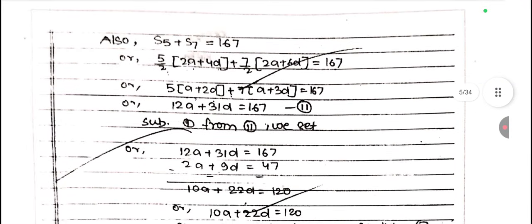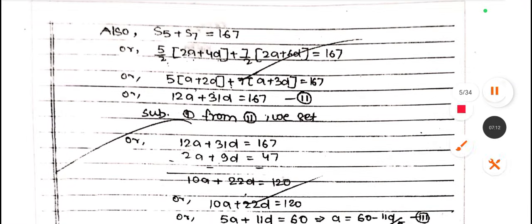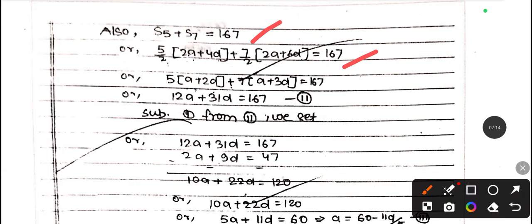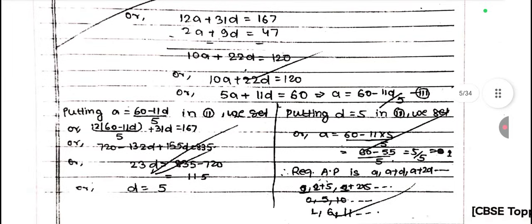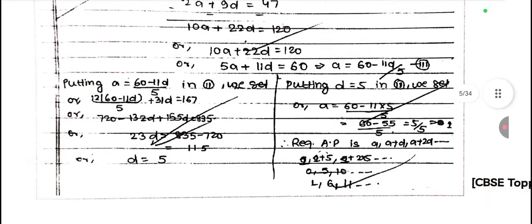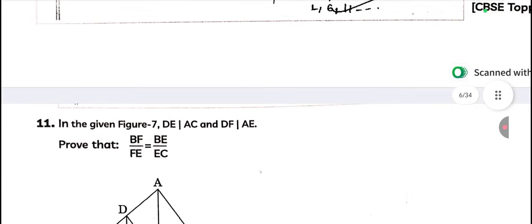Simplify and get the two equations. As I said already, sum of 5th term and sum of 7th term is 167. Equate, and you can get another equation. Both the equations, first equation and second equation, you simplify. Get that answer. Once you get d and once you get a1, substitute in the AP. It's easy only, children. They did the substitution method, you can normally do it and get the answer.